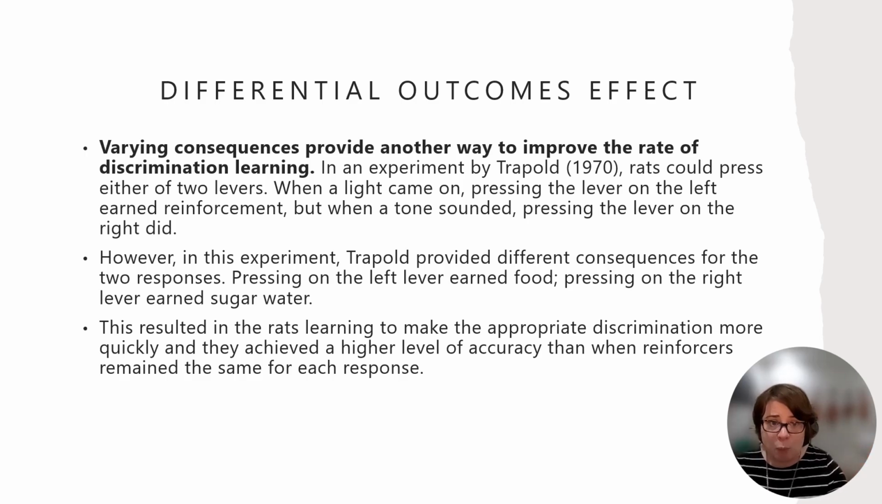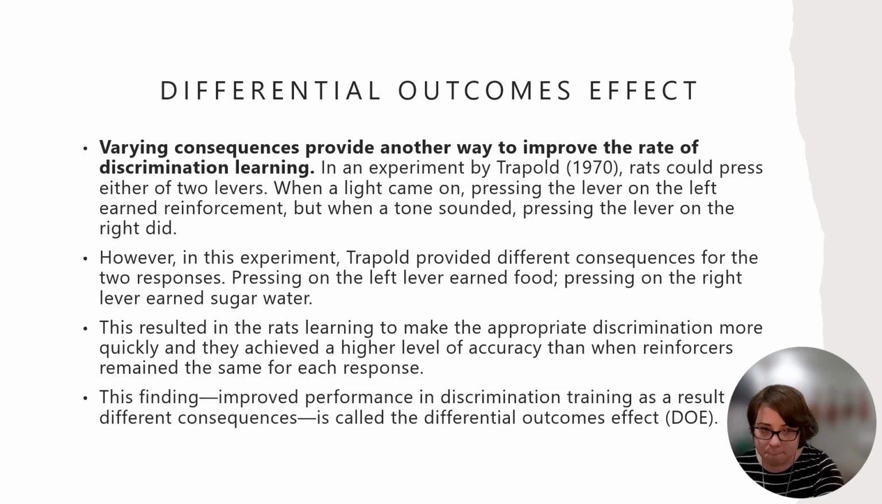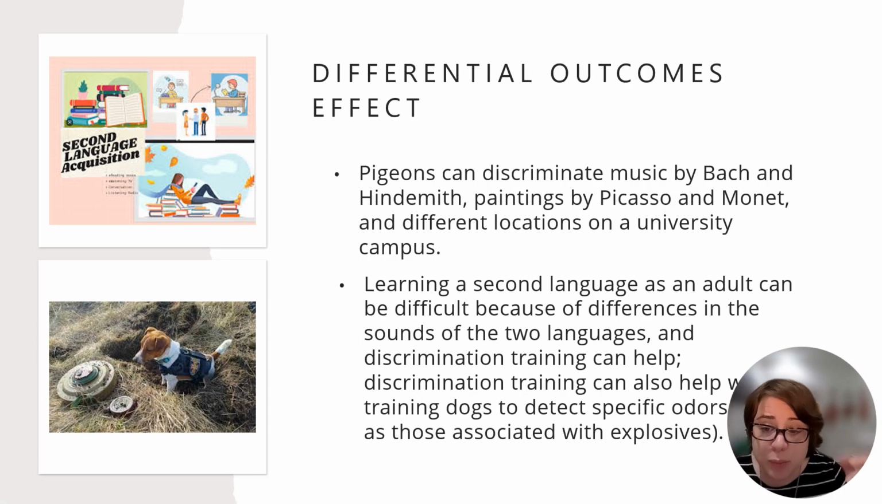So thus, the way that discrimination training occurs can have pronounced effects on learning. And this has implications for human behavior too. So for example, children with autism show improved learning when taught using differential outcomes. So it turns out that varying the consequences of different responses results in better discrimination between stimuli, not just for simple things like lever pressing, but also for fairly complicated discriminations.